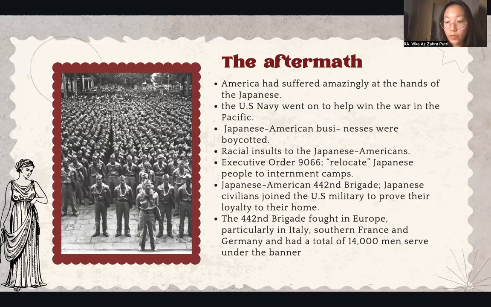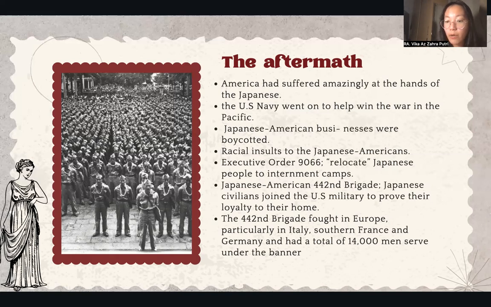And as a response to that, on February 19, President Roosevelt signed Executive Order 9066, which gave the head of the Western Defense Command the authority to relocate Japanese people who lived in the Western states to internment camps. So, in order to combat that suspicion, many of the Japanese civilians actually joined the U.S. military to prove their loyalty to their home.